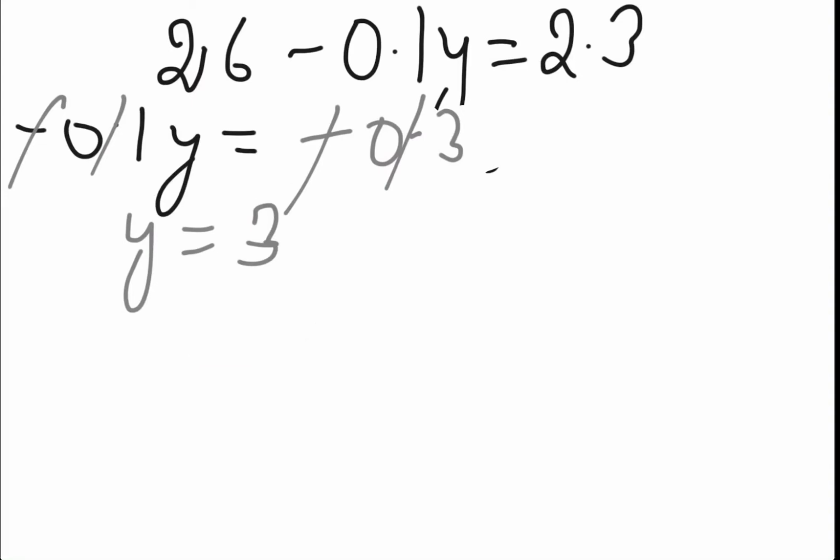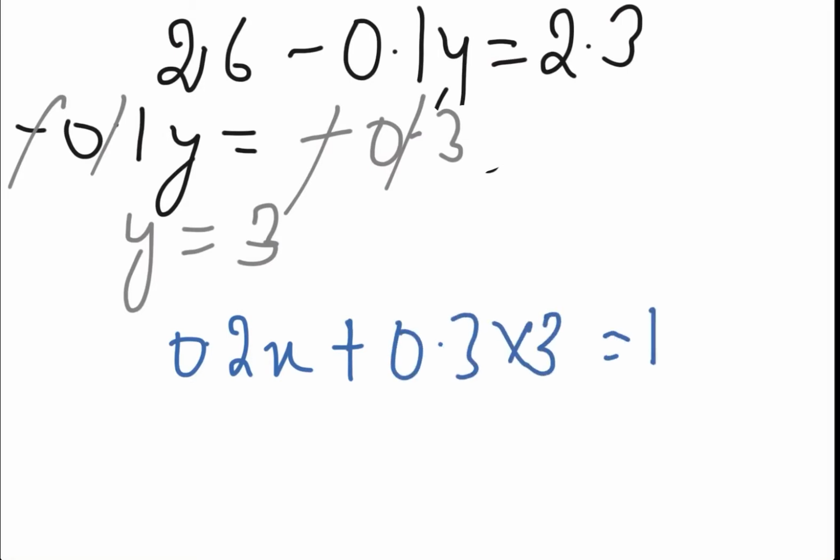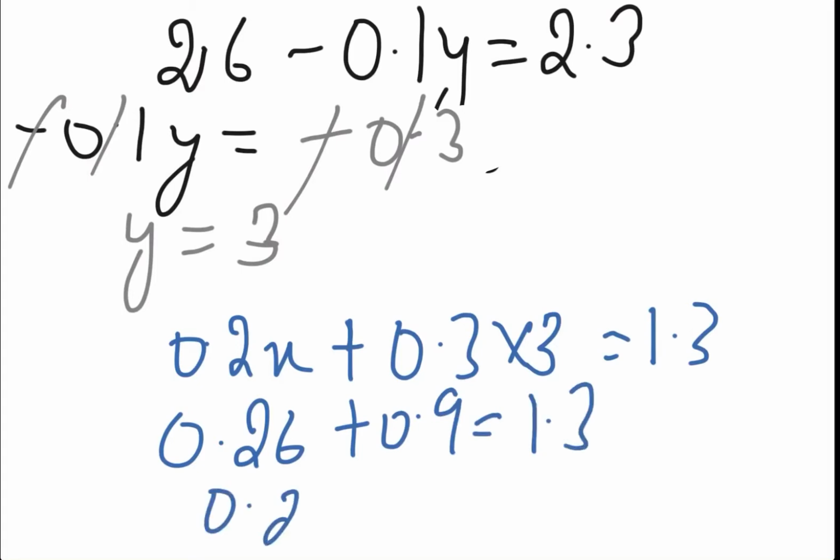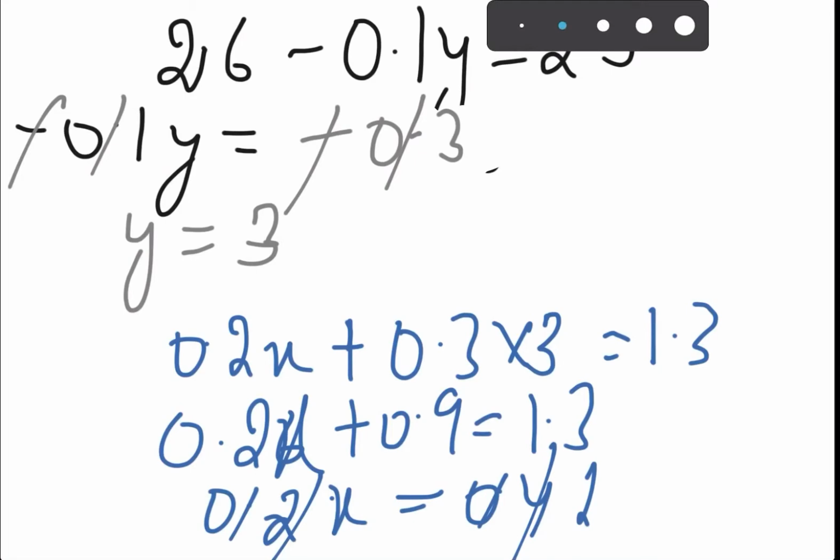Now I can put the value of y in any of the equation of my choice. Okay, let me put it in the first equation, suppose. So I get 0.2x plus 0.3 into 3 equal to 1.3. That was my first equation. So 0.2x plus 0.9 is equal to 1.3. So 0.2x is equal to 1.3 minus 0.9. 1.3 minus 0.9 becomes 0.4. 0.4 by 0.2 becomes how much? Point I cancel. 4 by 2 is 2. So x value I get from this equation as 2.